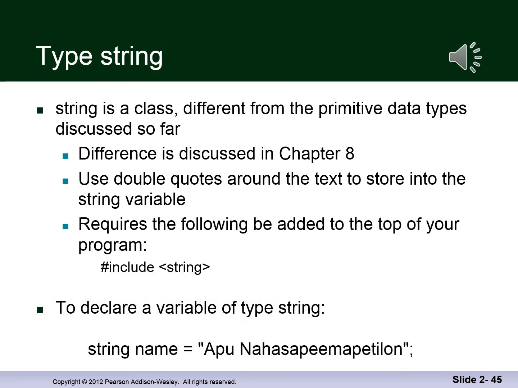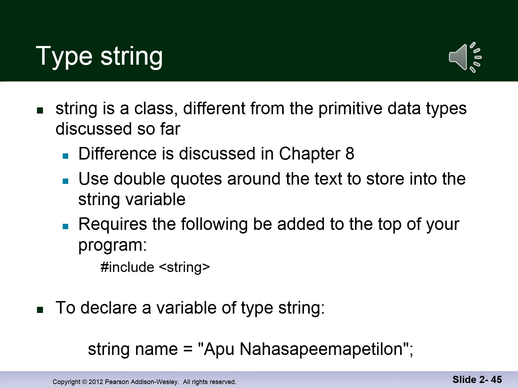We're going to briefly touch on the type string, which is a class. It's different from the primitive data types discussed so far. And we'll discuss the string class in detail later in Chapter 8. You use double quotes around a string of text to store it into the string variable. And if you're going to declare and use strings, you have to include the include directive for this string class library, and that is #include <string>, as you see it there.